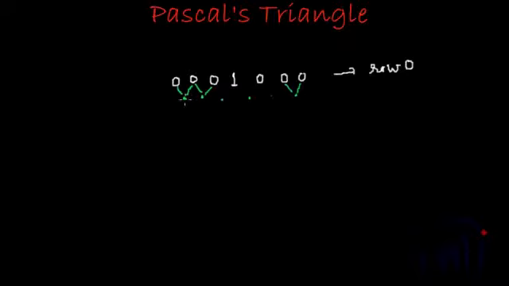So the number which will come in this place will be 0 plus 0, 0. And this number will be 0 plus 0, 0. And what will this number be? This number will be 0 plus 1, 1. This number will also be 1 plus 0, 1. And this will be 0 plus 0, 0, right? So this will be row 1 of the triangle. The first row is called row 0 and the second row is called row 1 of the triangle.